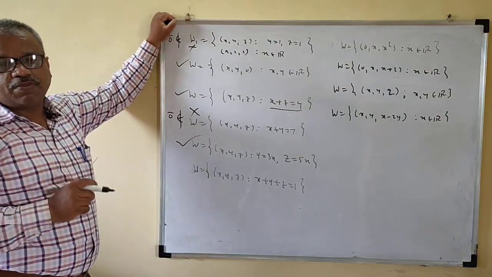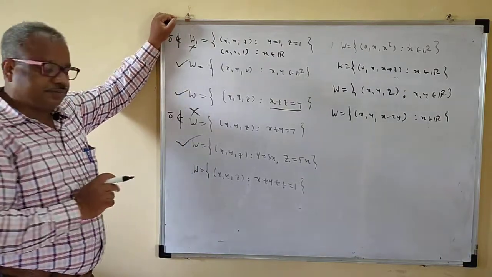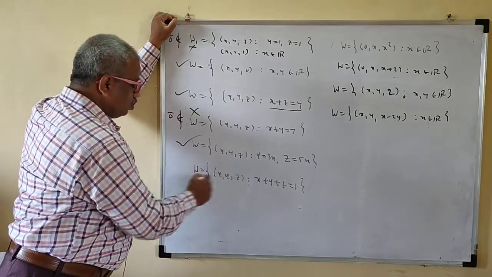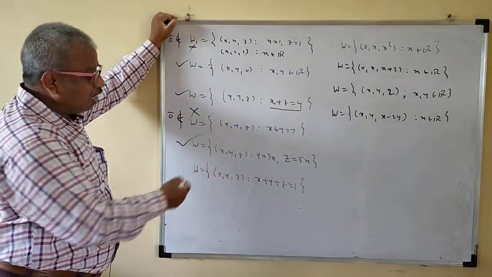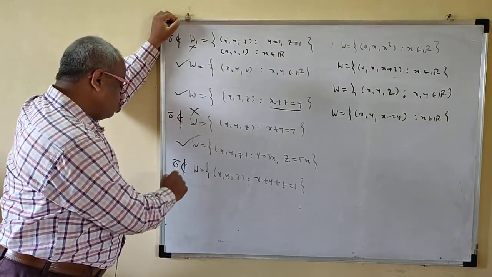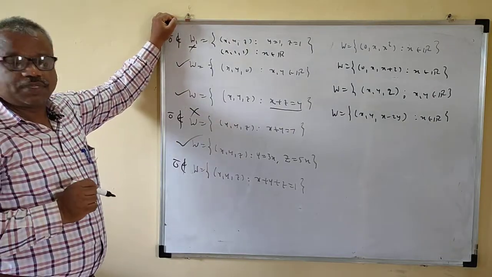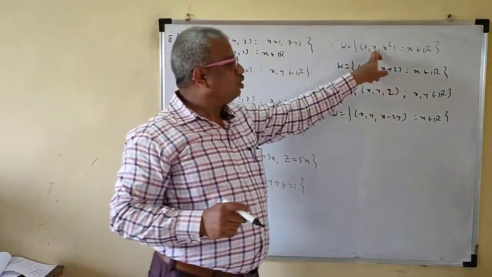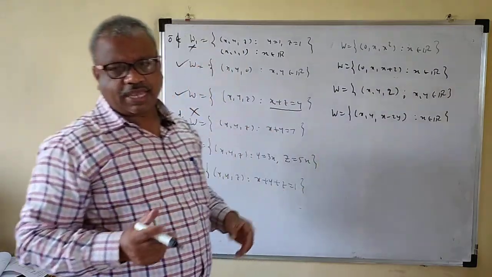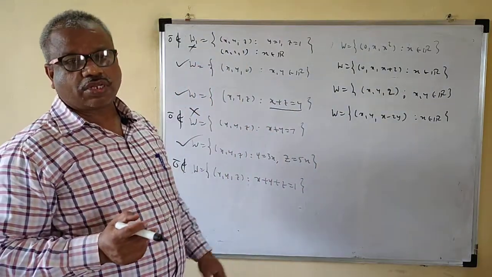This is a homogeneous system of x, y, z. Here again, 0 plus 0. So this is not a plane passing through the origin, and also 0 bar does not belong to W. W is not a subspace. Here, x square is there. So this is also not a subspace.